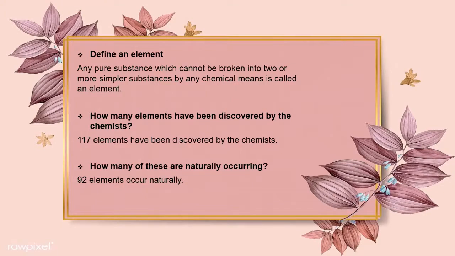Define an element. Any pure substance which cannot be broken into two or more simpler substances by any chemical means is called an element. How many elements have been discovered by the chemists? 117 elements have been discovered by the chemists. How many of these are naturally occurring? 92 elements occur naturally.